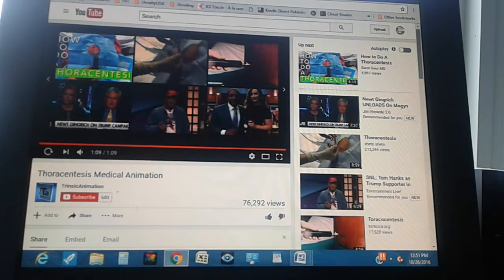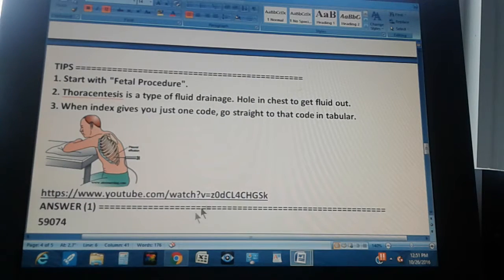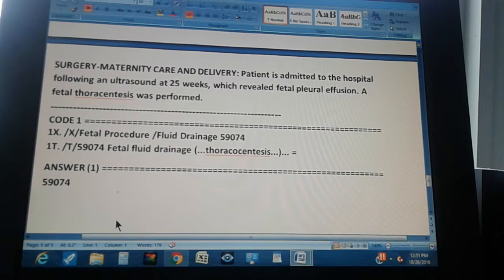Okay, so now you have the idea of what a thoracentesis is, and you know the answer is 59074. Now we're going to count to 3 so you can pause the video and give us the path, how we got to the answer. 1, 2, 3. Okay, this is the summary of the whole problem. It's the surgery section of the CPT code book, maternity care and delivery.